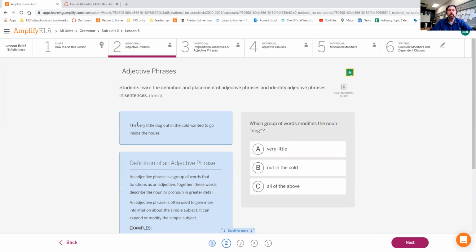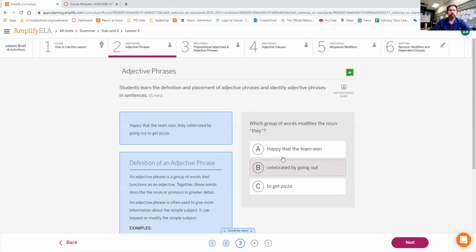Next one. The very little dog out in the cold wanted to go inside the house. The question they're asking here is, which dog are we in reference to? Well, the dog is very little, and the dog is also out in the cold. So here, option C says all of the above. The reason that we like modifiers, the reason we like adjectives is look how much better that sentence is. If it simply said the dog wanted to go inside the house, maybe it shouldn't be inside the house. But with the additional information of it being very little and it's cold, we all want the dog inside the house, right? This clarity makes the sentence make a lot more sense.